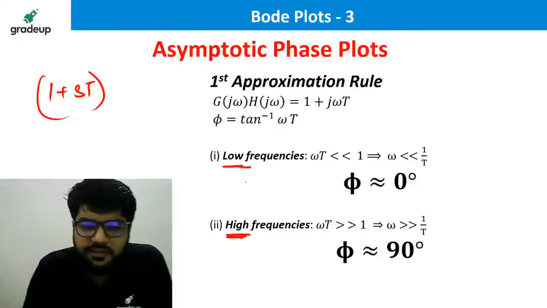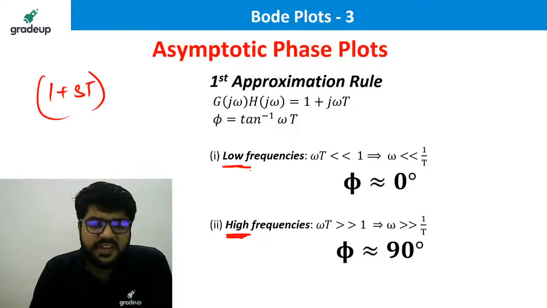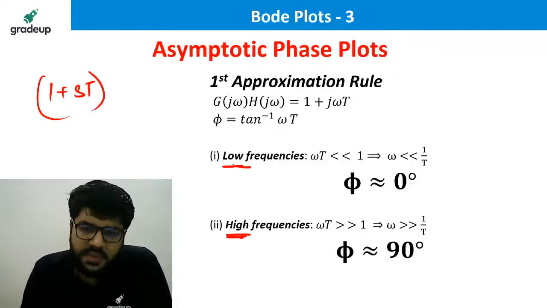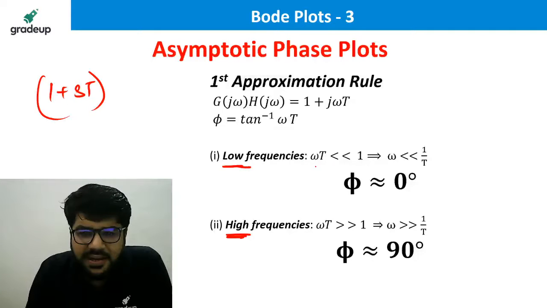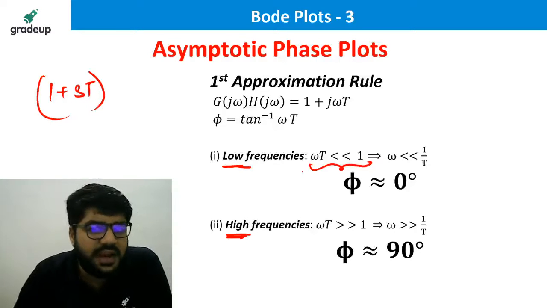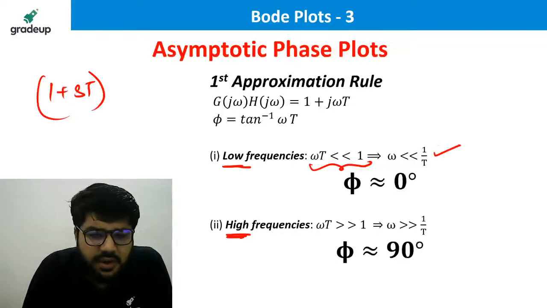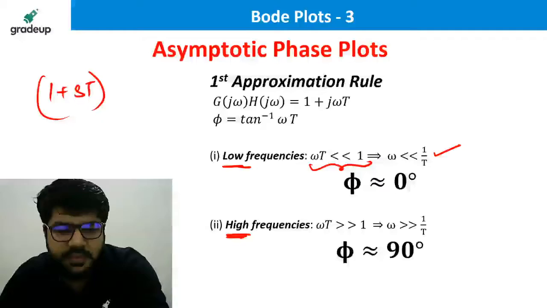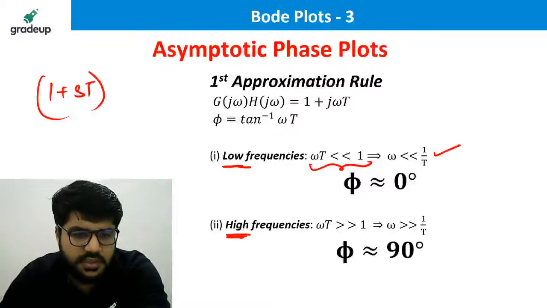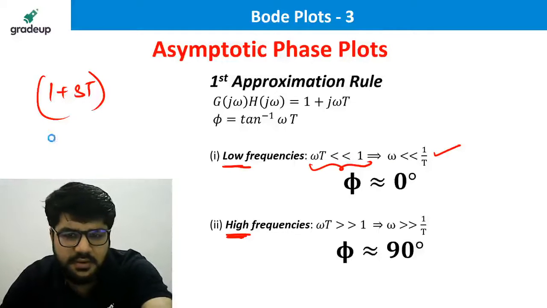Now the approximate phase plot, starting with low frequency, omega T much less than 1. That means omega is less than 1 by T. So what will be the phase? Just a second, let's do some basic calculations here.